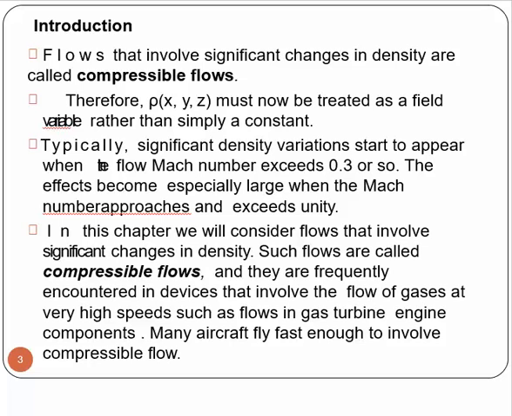Compressible flow is the flow that involves significant changes in density. Therefore, the density in the Cartesian coordinates x, y and z must be treated as a field variable rather than simply a constant. Typically, significant density variations start to appear when the flow Mach number exceeds 0.3 or so. The effect becomes exceptionally large when the Mach number approaches and exceeds unity.